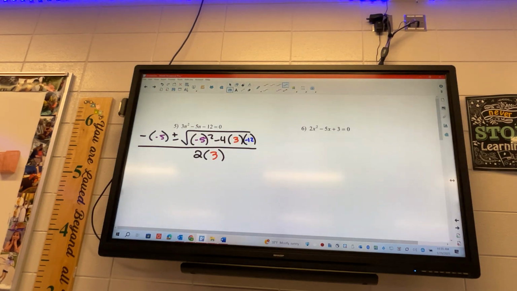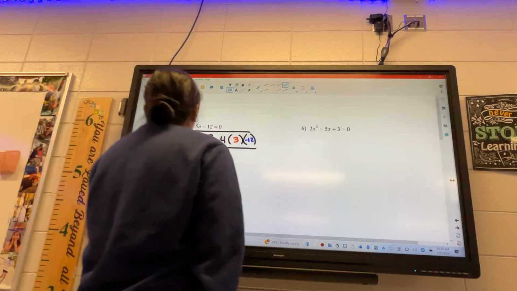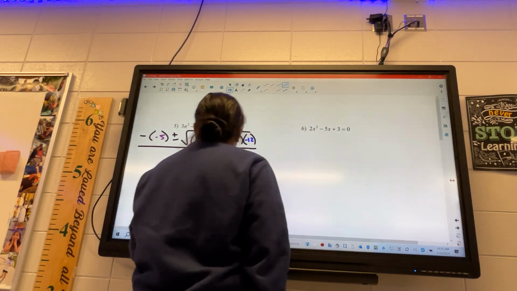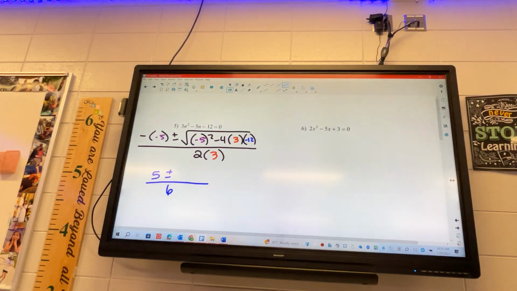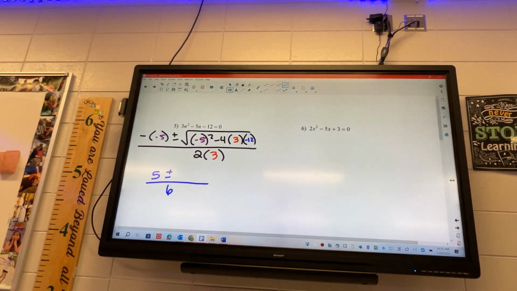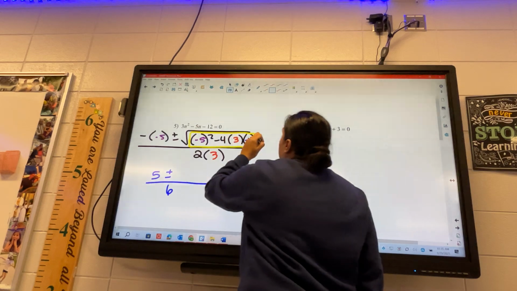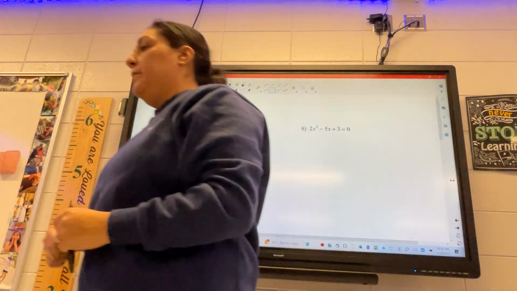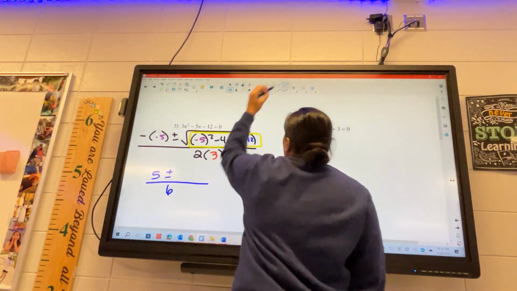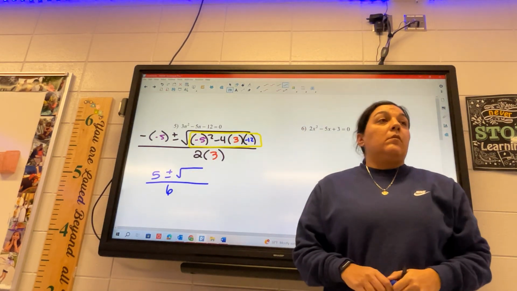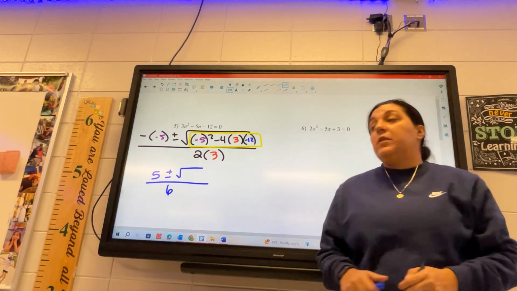Okay, for the front, what is a minus -5 gonna give us? +5. On the bottom, what am I gonna have? +6. Okay, and then we're gonna type in everything that's underneath of the house. So all of this. 169? Somebody agree? Yes. I agree with myself.